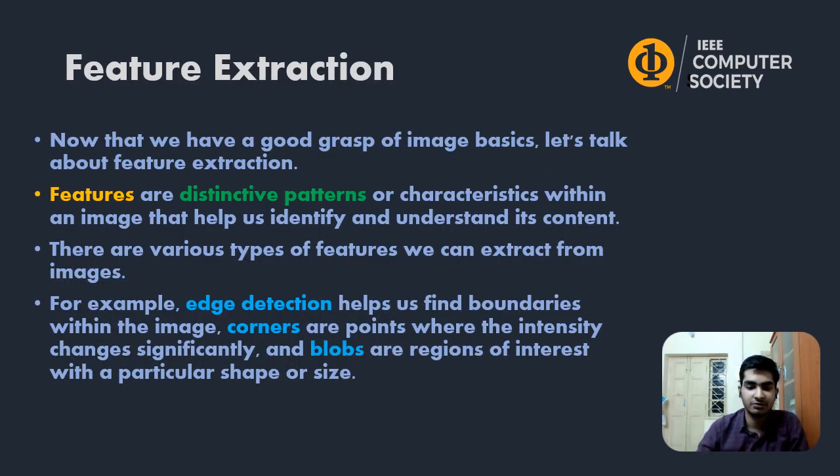Now we will see some feature extraction. Now that we have a good grasp of image basics, let's learn about feature extraction. Features are distinctive patterns or characteristics within an image that help us identify and understand its content. There are various types of features we can extract. For example, edge detection helps us find boundaries within the image. Corners are points where the intensity changes significantly, and blobs are regions of interest with a particular shape or size.